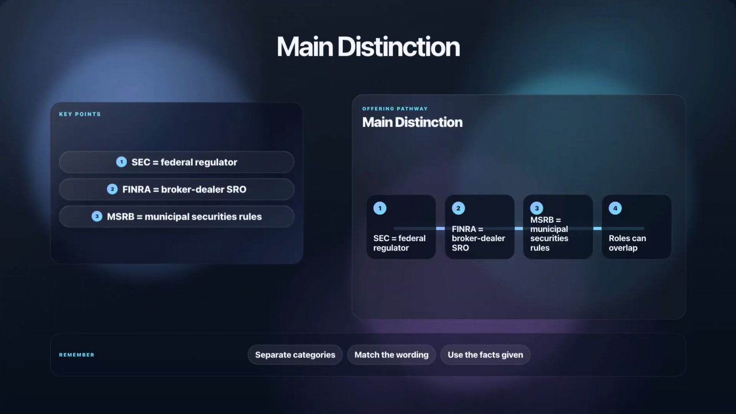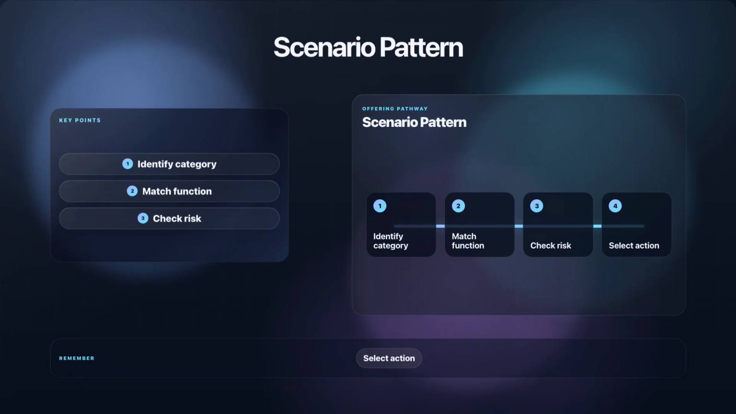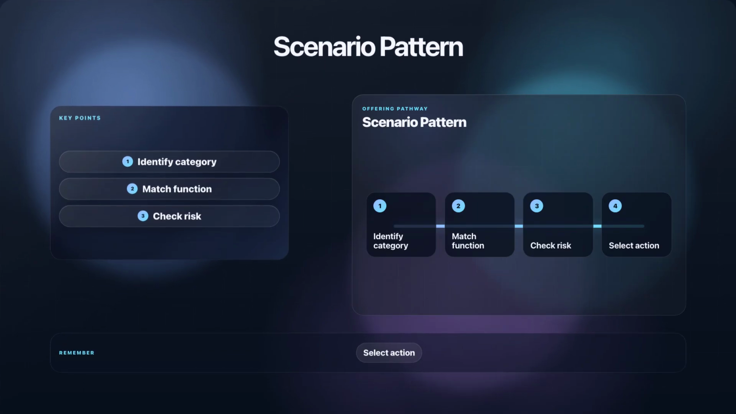The main distinction to remember is this: SEC equals federal regulator. Also remember that FINRA equals broker-dealer SRO. SIE distractors often sound familiar, but the correct answer depends on the exact category described in the question. A typical scenario gives you a few facts and asks for the best interpretation or action.